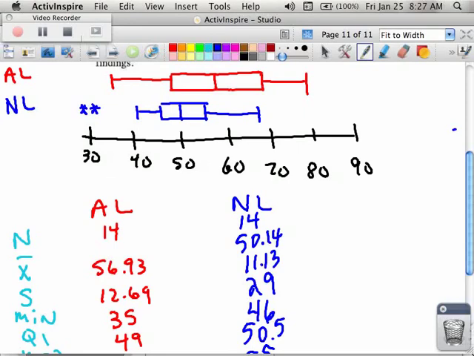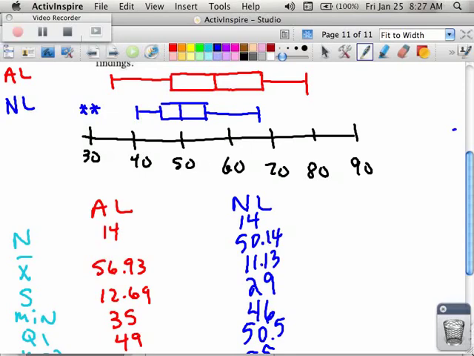So as we look at our picture from up above, what that's saying is, look at the outliers in the National League, far below where the American League is. Look at the Q1 for the National League, less than the Q1 for the American League. Median, less than the American League. Q3, less. Everything is less. The whole graph has been shifted to the left. So that's important to notice.